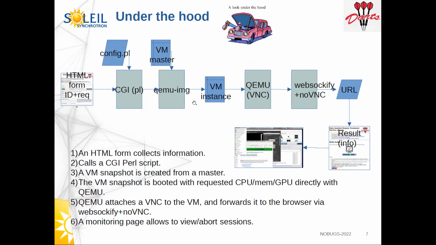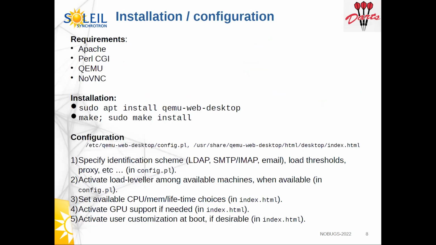Okay, so to install that, you just need very simple tools. This is an Apache HTML server with Perl, qemu, and noVNC to install the package. So we have a package, but the installation by itself is just one line, and installs everything. So it virtually takes a few minutes. There's a number of configurations you can do. This is in a script, and you can specify how you want to identify the users. The best for us is to use an LDAP, but other systems can be used as well.